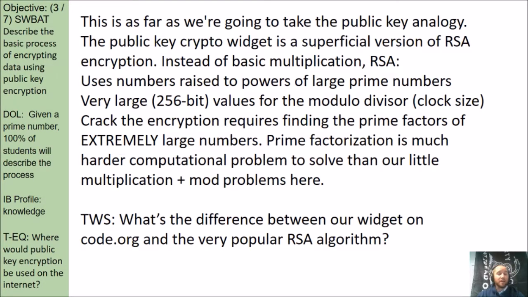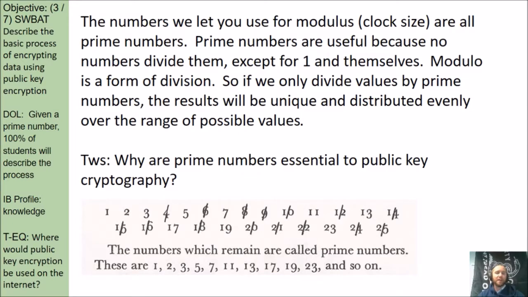Think, write, share here: what's the difference between our widget on code.org and the very popular RSA algorithm? The numbers we let you use for modulus are all prime numbers. Prime numbers are useful because no numbers divide them, except for 1 and themselves. Modulo is a form of division, so if we only divide values by prime numbers, the results will be unique and distributed evenly over the range of possible values. Think, write, share: why are prime numbers essential to public key cryptography?